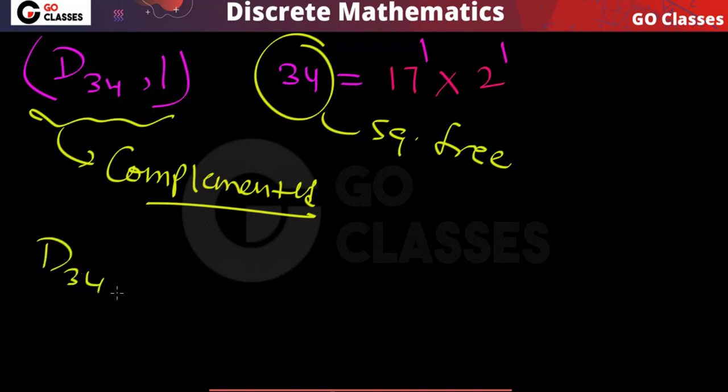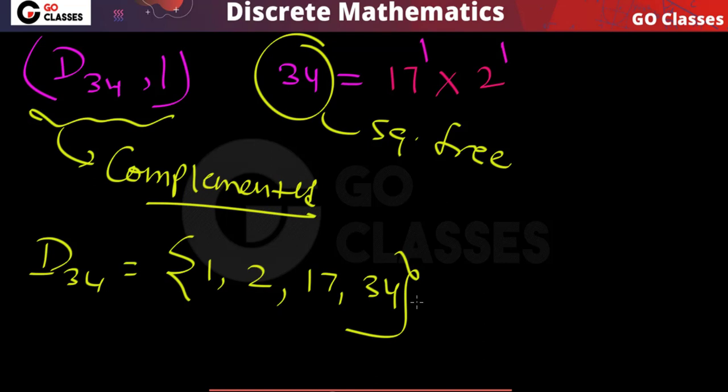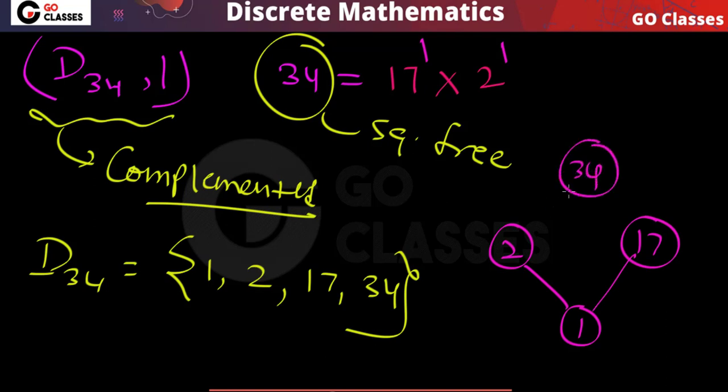What is D34? D34 is basically 1, 2, 17, 34. This is D34, and the Hasse diagram will look like this. You can clearly see this is a Boolean lattice, so this is always distributive. I told you D_n with divisibility is distributive for every n, but you can notice because 34 is square free, I can say this is also complemented.